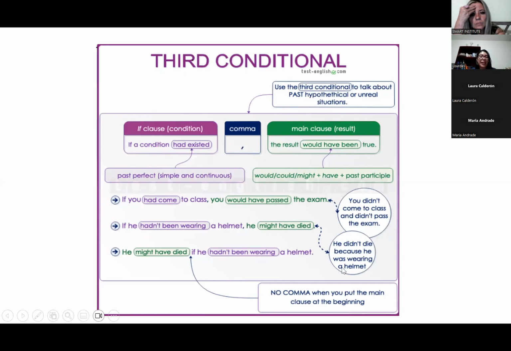So now to understand this better, we're going to make the connection between the real past situation and the hypothetical situation about the past. The third conditional expresses an opposite idea of the reality of what happened in the past. The reality is that you didn't come to class and you didn't pass the exam. So the third conditional is a hypothetical past situation.